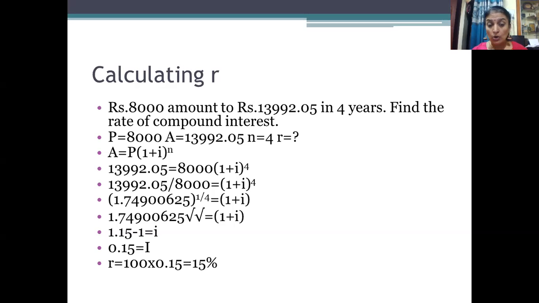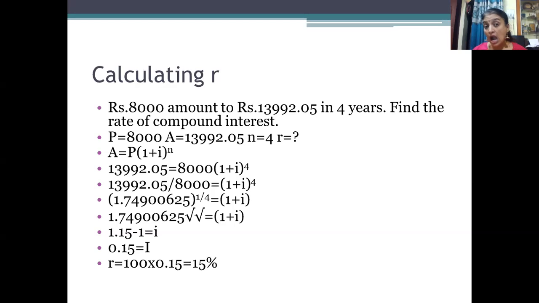Okay. If it is 1 upon 2, we would do 1 time the square root. Now it is 1 upon 4, so 2 times we have to press the square root. 1.74900625, then press 2 times the square root sign so that we will get 1.15. That is equal to 1 plus I. Now bring this 1 to the other side and I will be left out. So now 1.15 minus 1 is equal to I. Therefore, I is equal to 0.15.